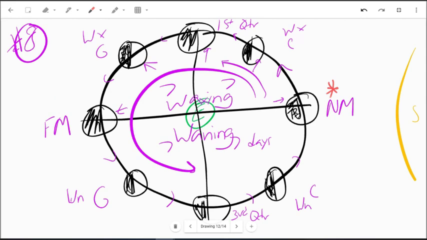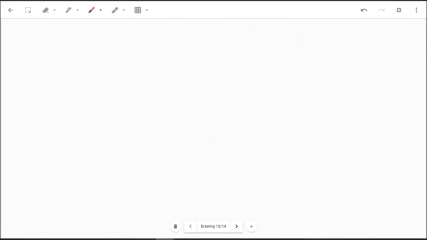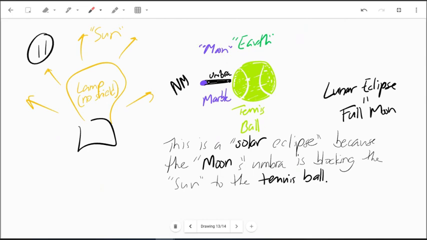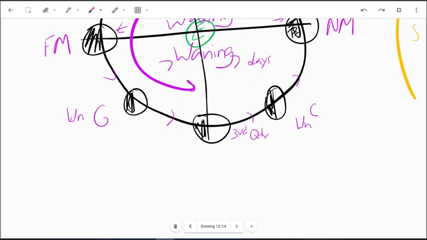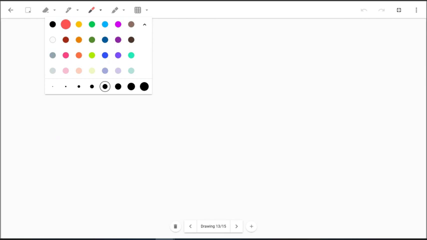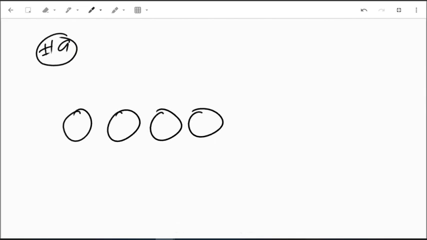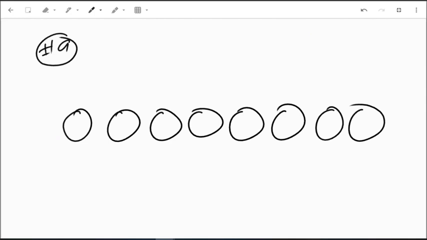Quarter is half and half, but we name it based on where it is around the Earth. All right? What it looks like from the Earth, so number 1, 2, 4, 5, 6, 7, 8. Okay, we'll start with the new moon. We'll just go in order. We'll name them after we draw them in. So we start with a completely dark moon, new moon.